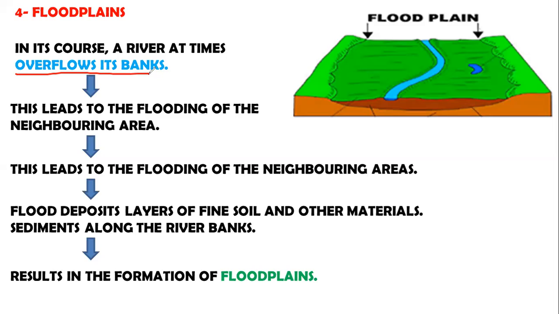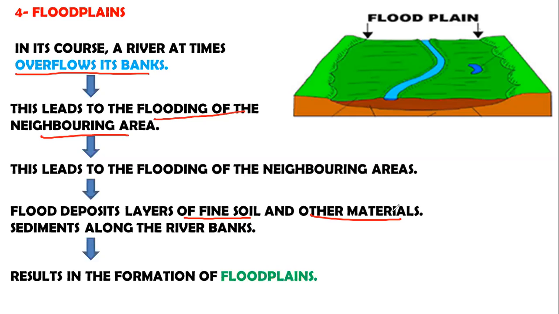So when the amount of water in flood increases, it leads to flooding of the neighboring area, and this leads to formation of floodplains. Now, flood deposits layers of fine soil and other materials as well. You may know it better by silt. So, this layer of sediment is deposited at the time of flood in the neighboring areas of the river, and this results in the formation of flood plains. These flood plains are very fertile and very helpful in agriculture.